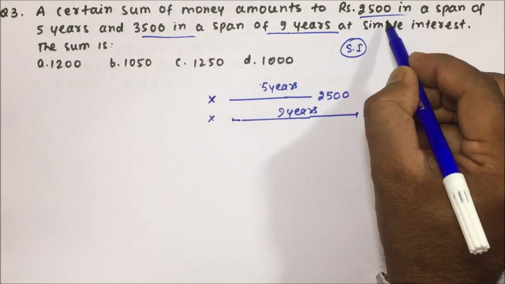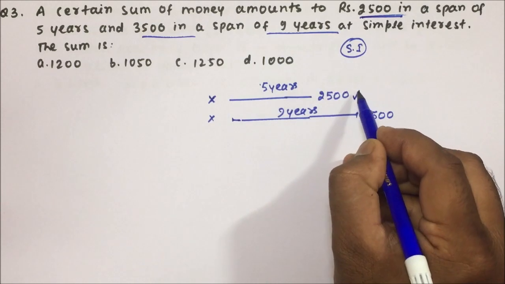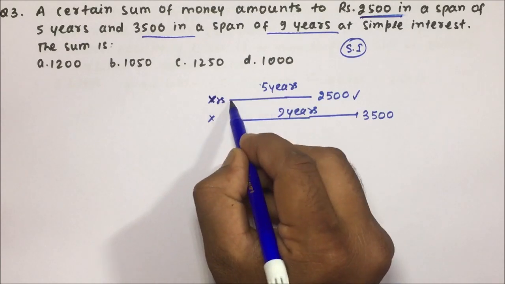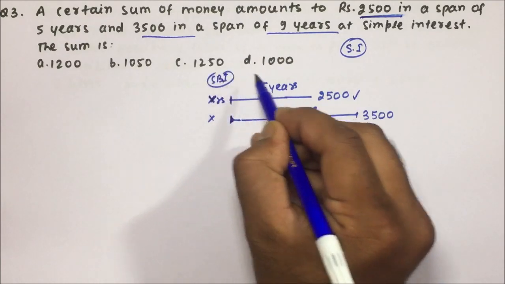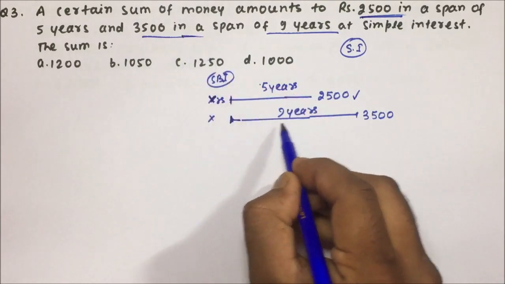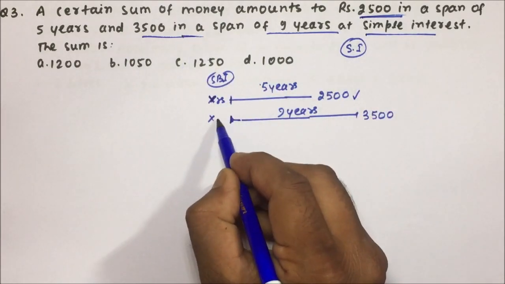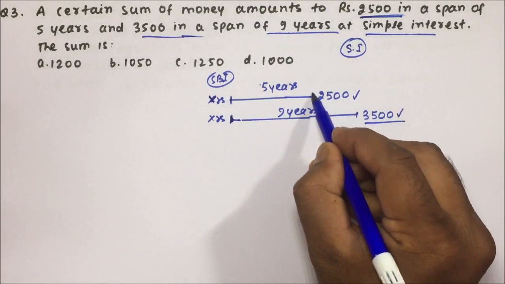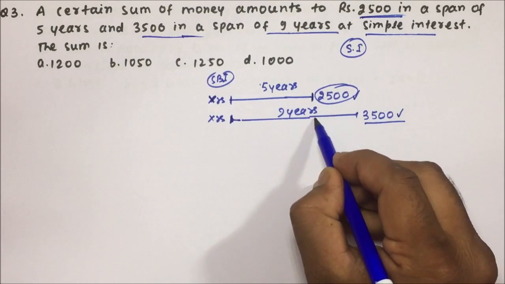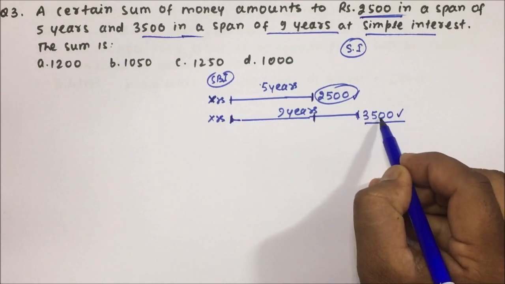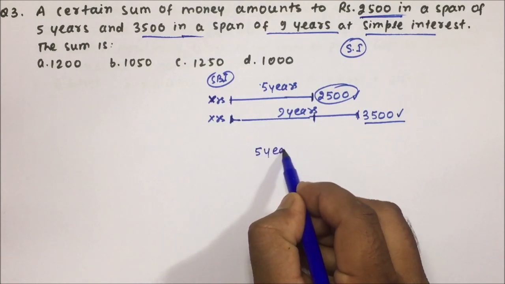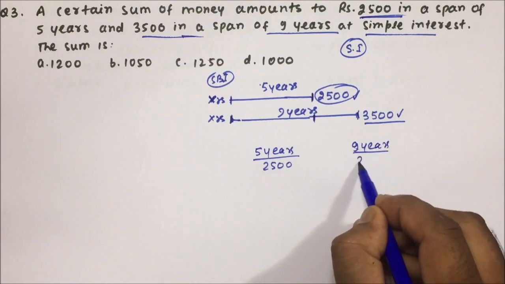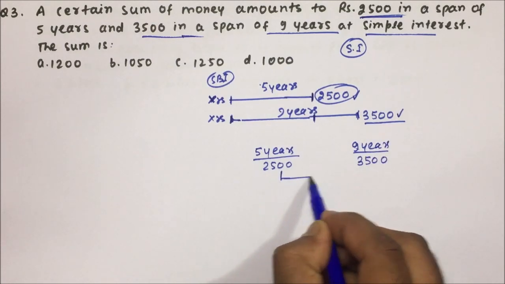A certain sum of money amounts to rupees 2,500 in a span of 5 years. So suppose you are investing X rupees, it is becoming 2,500 in 5 years. So you have deposited your money in the SBI. Okay, and the same money becomes 3,500 in 9 years at simple interest. So the same X rupees is becoming 3,500 in 9 years. So friends, you see, till 5 years the money was 2,500, and in another 4 years it is becoming 3,500. So basically what I wanted to say, in 5 years it was 2,500, and in 9 years it is becoming 3,500. So friends, how is this money increasing?